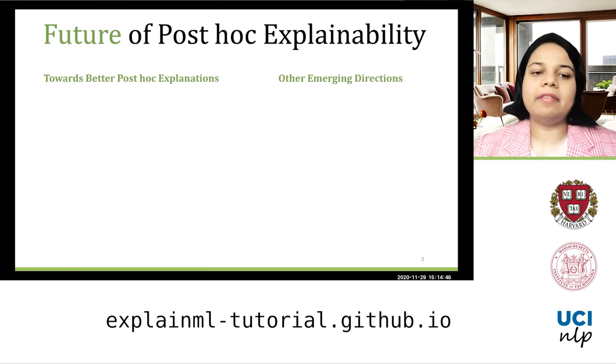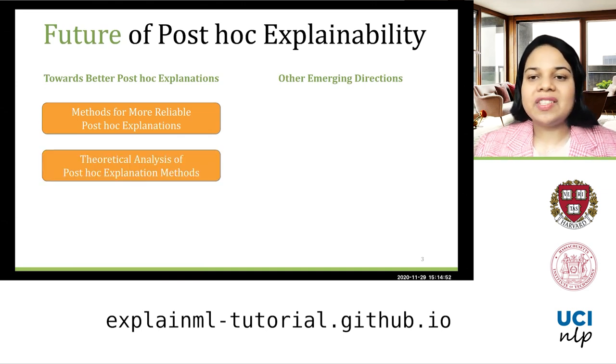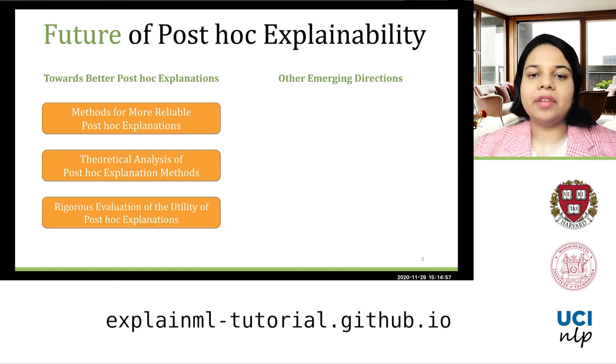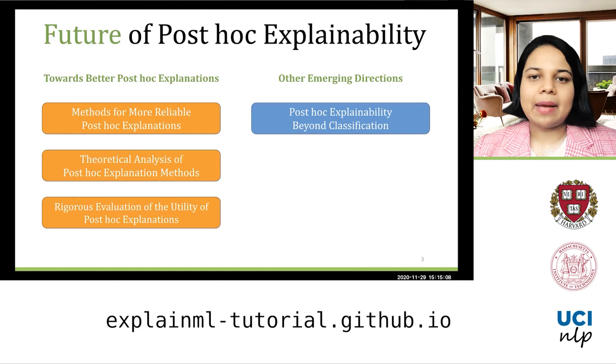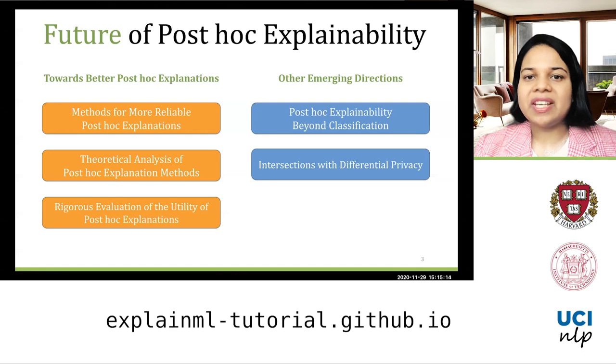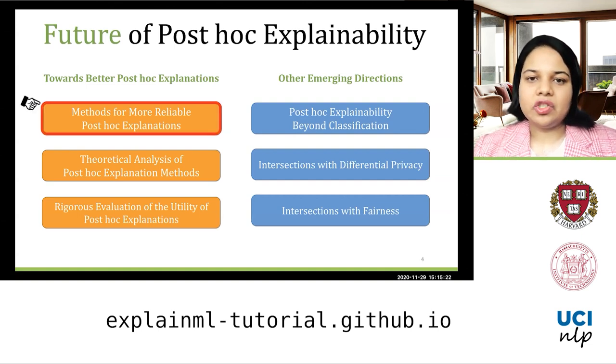Under the first umbrella, we'll discuss methods for more reliable post-hoc explanations, theoretical analysis of post-hoc explanation methods, and rigorous evaluation of the utility of post-hoc explanations. And under the other emerging directions umbrella, we are going to talk about post-hoc explainability beyond classification, for example, in settings like RL and graph neural networks. We are also going to discuss intersections with other emerging fields like differential privacy and fairness. Let's begin this discussion by jumping into methods for more reliable post-hoc explanations.